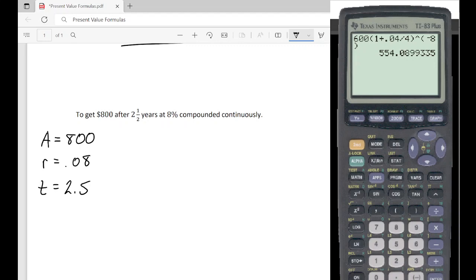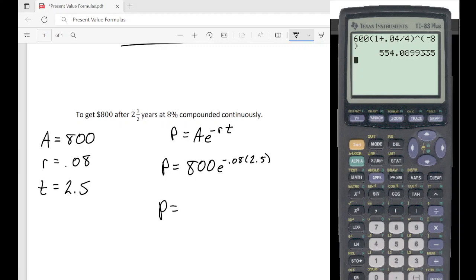And it was written up there, so let me rewrite it down here. The formula, P equals A e to the negative RT. So plug in what we know. Our initial amount P is going to be equal to 800 e to the negative 0.08 times 2.5.